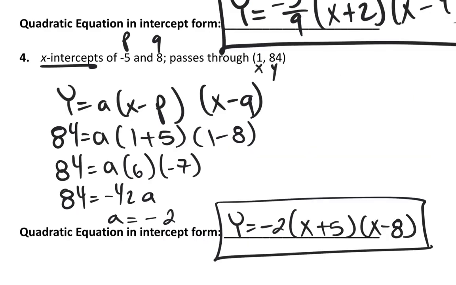So here's how I finished that problem. Notice that I plugged in the y, which is 84, x 2 times, which is 1. When I subtract my p, I'm really adding it because 2 negatives make a positive. And here's my q. Do the parentheses, 1 plus 5 is 6. 1 minus 8 is -7. Multiply these two, get -42. And the last step is divide by that number, which gives me a -2. So that's my answer for that question.